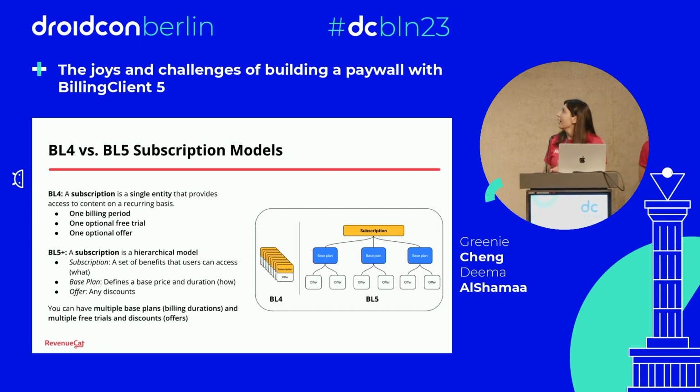In BC5, it's actually now a hierarchical model. So one way that I really like to think about it is that the subscription is now what I'm selling. So I'm selling access to newspaper articles. The base plan is how I'm selling it. So in my case, I'm selling it on a weekly, annual, monthly basis. I might have different offers that I want for each one of them. And then the offers are basically underneath the base plans, and you can do as many as you want.